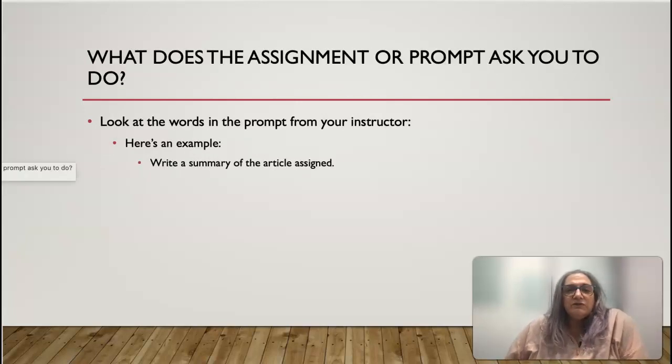So the first question is, what does the assignment or the prompt ask you to do? Look at the words in the prompt for your assignment. Your instructor is going to indicate to you what you should do. In my early classes, I asked students to write a summary. Write a summary of the article assigned. In the case of the English 101 class or the 120 class, we read from the textbook, and sometimes I ask you to write 2 summaries on a similar topic.